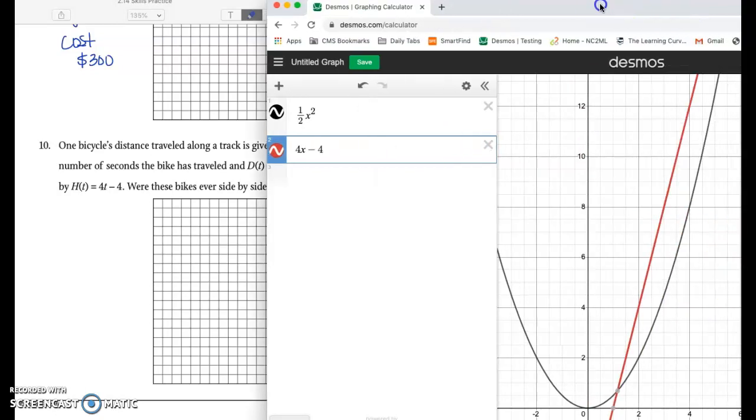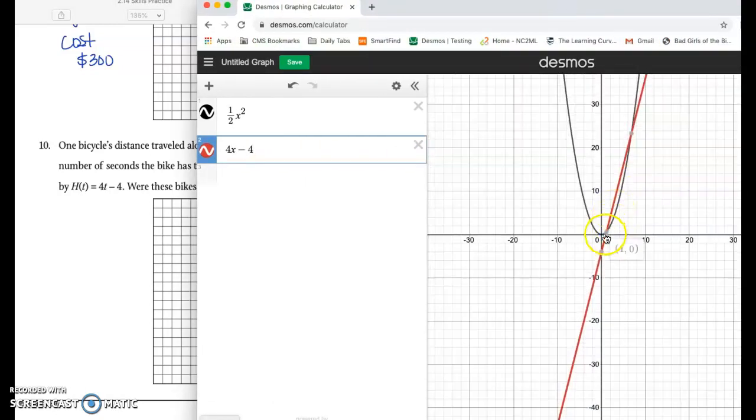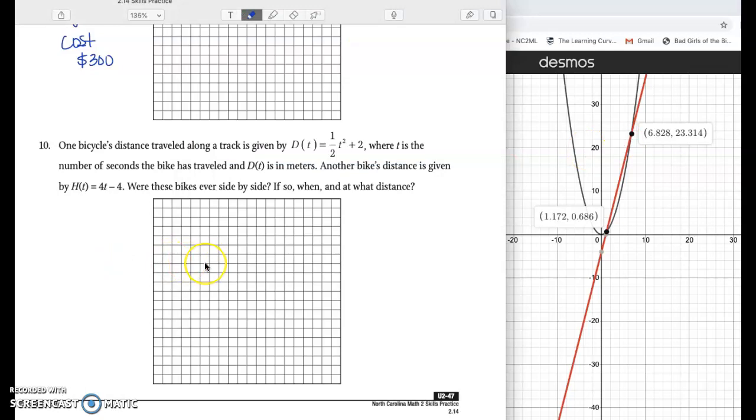And then we can see on that graph that they had 2 points in time. So at about 1.1 seconds, and then at about 6.8 seconds, they were at the same distance, so they would have been side by side.